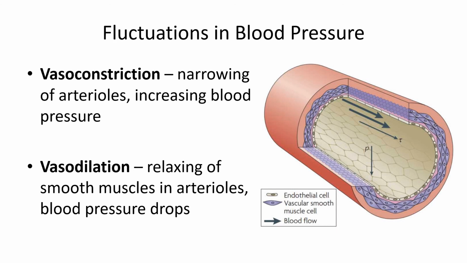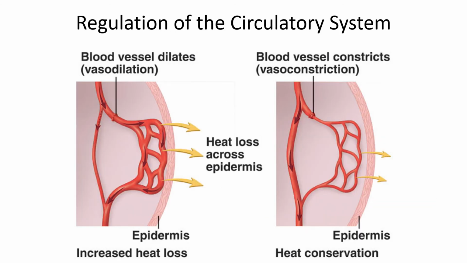The smooth muscle within the tunica media of an arteriole can constrict, and that will reduce the size of the lumen, or it can relax, and that will cause the blood vessel and the lumen to dilate or expand.